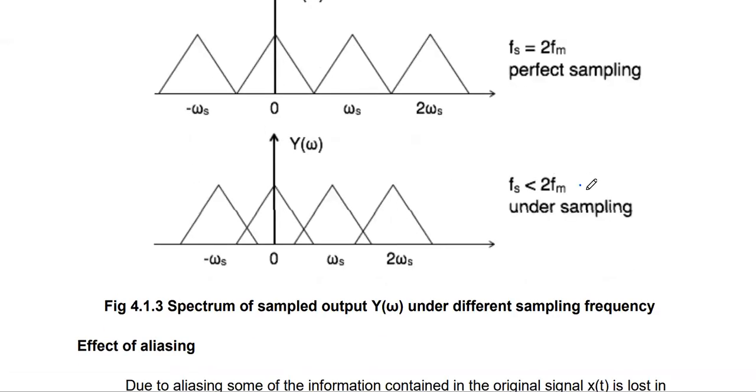But if you select the sampling frequency fs less than 2 fm, here we are getting the overlapping. The higher frequency component of the first spectrum is overlapped with the lower frequency component of the adjacent spectrum. So two spectrums get overlapped, and due to this overlapping the data in this frequency is lost. That's why this process is called the aliasing process.